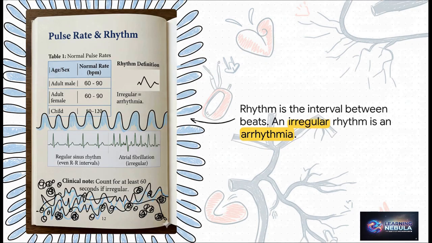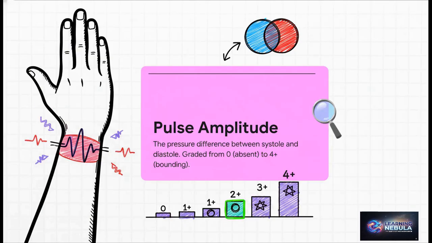Or are they all over the place, chaotic and unpredictable, like the atrial fibrillation on the right? Feeling for that regularity, or the lack of it, is often your very first clue that there might be an arrhythmia. Next up is amplitude. That's basically the force of the pulse you feel under your fingers. It reflects the pulse pressure, the difference between systolic and diastolic blood pressure.